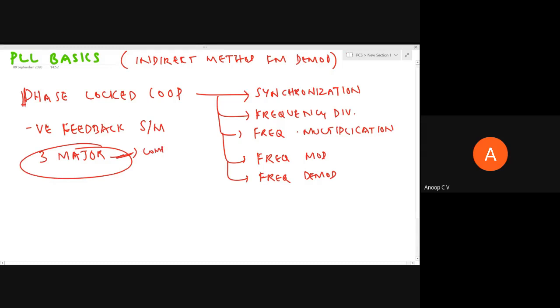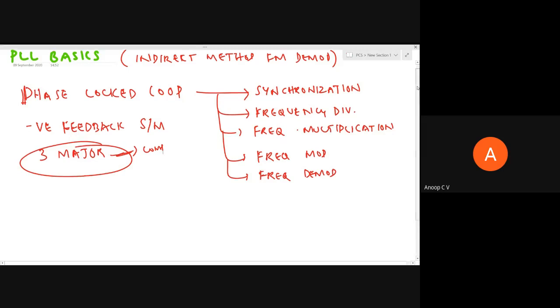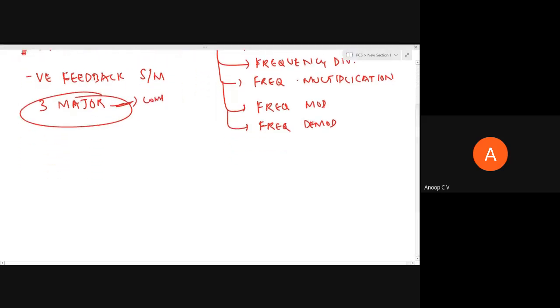You know what is a negative feedback system? You have studied it in control systems, right? You have a forward gain, it can be G of S, and a reverse, like a feedback gain H of S, right? If it's a negative feedback, that's what a negative feedback system is. Similarly, the basic block diagram of a PLL is that of a negative feedback system, right? I'll just draw the basic diagram.